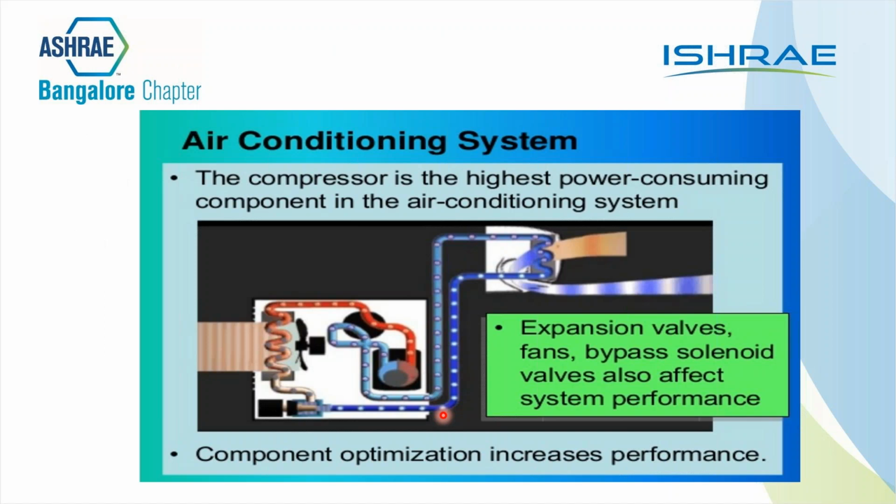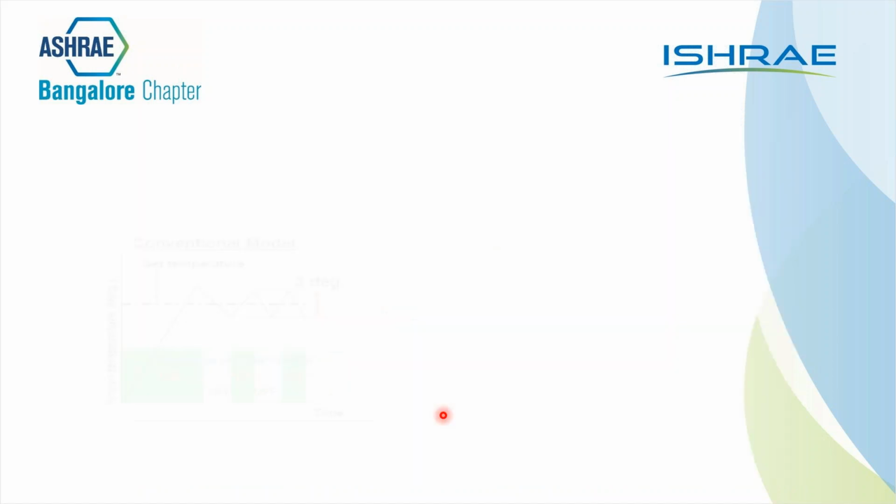Right. So what does an air conditioning system comprise of? The air conditioning system comprises of the highest power consuming component, that is known as the compressor. Then you have the condenser, then you have the evaporator, then you have the expansion valve, then you have a bypass system if required.